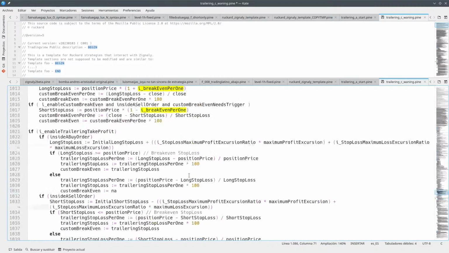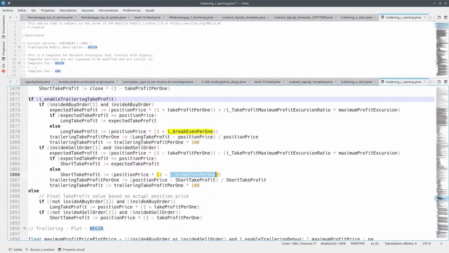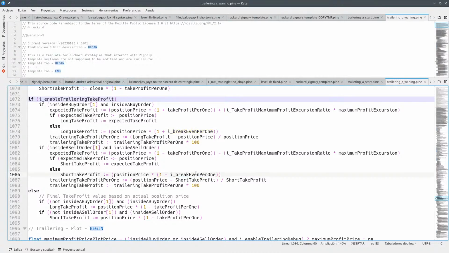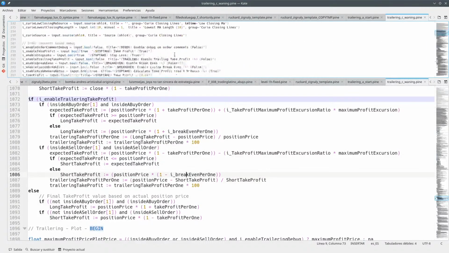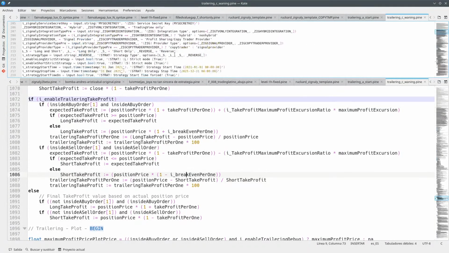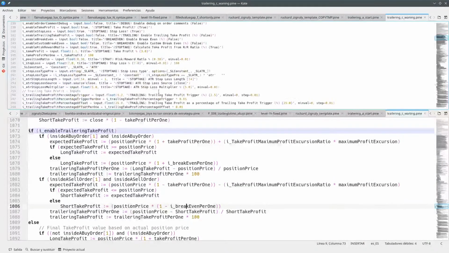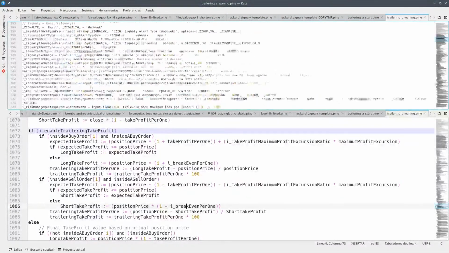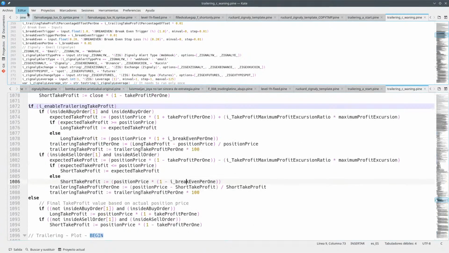And up here we should have break even, so break even per one. I mean, do we have any settings for break even? Do they make sense? There should be 0.25 or something. Break even per one, 0.20. Okay, yeah. Let's use 0.20.